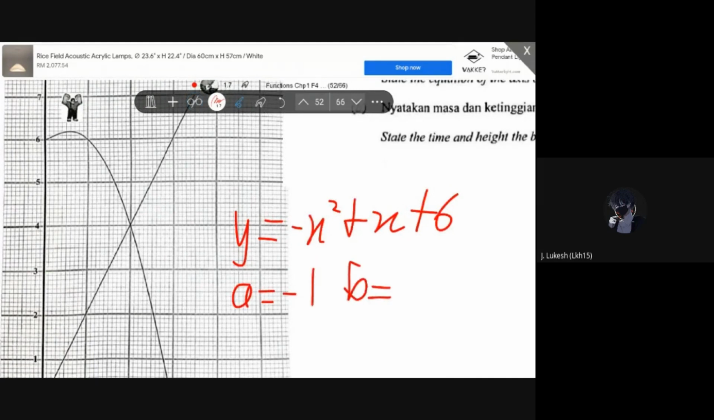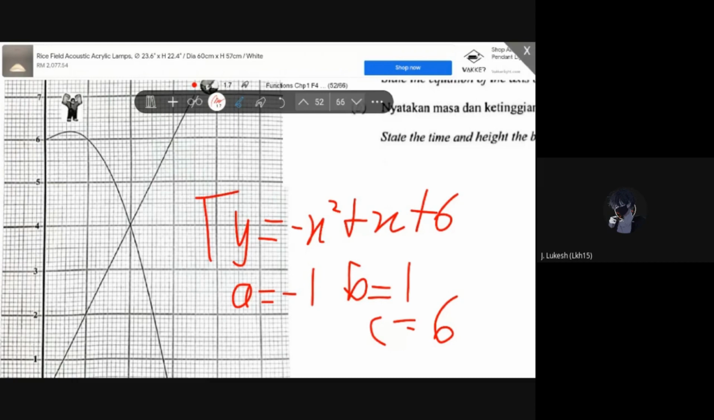What is your value of B? Apa nilai B kamu sekarang? 1. Very good, everyone. What is your C value? 6. Very good. Very, very good. Means correct. Do you understand? Kamu telah faham bentuk am laju ya sebab banyak orang.